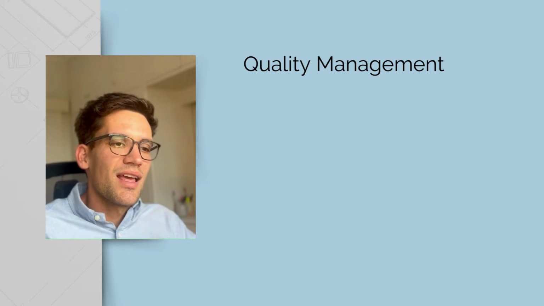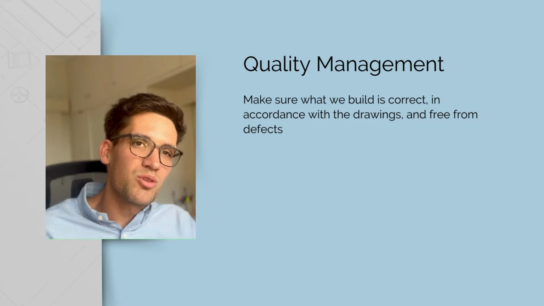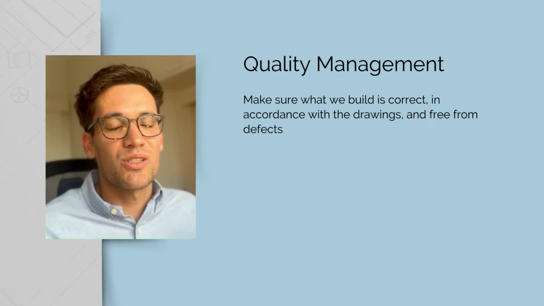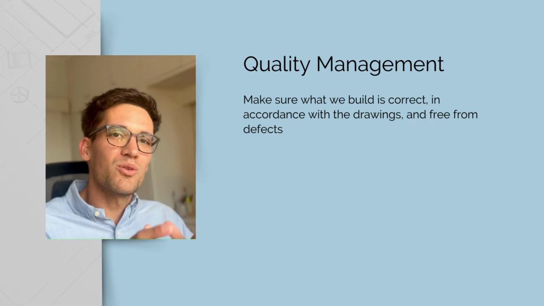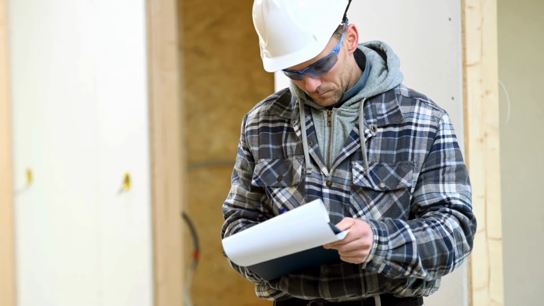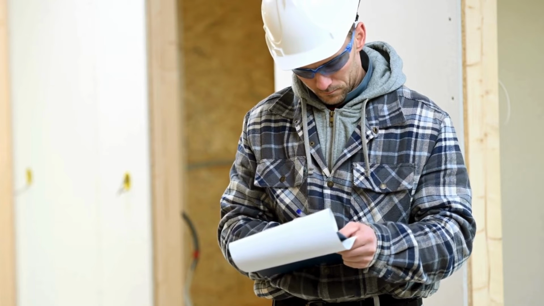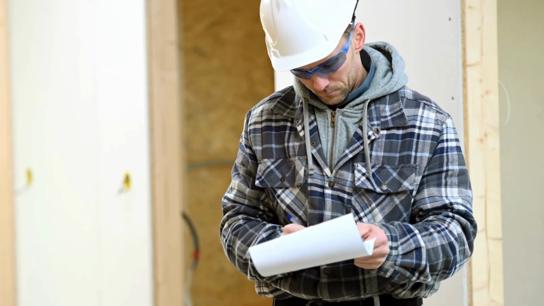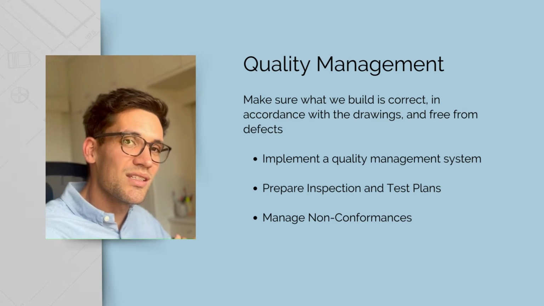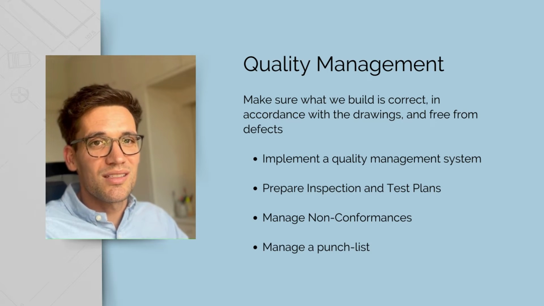Quality management. This is the tools and processes we use to make sure what we're building complies with the design and specifications. In other words, these are the tools and processes we use to make sure that what we're building is correct. As a project engineer, you'll need to be able to implement a quality management system, prepare and write inspection and test plans and inspection and test check sheets, and then obviously implement them during construction. You'll need to be able to prepare non-conformances if construction works fail. And then you also need to be able to manage a punch list.